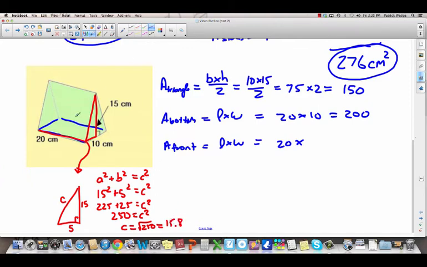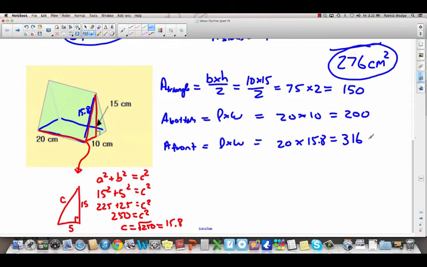Okay, so what you have to do for this rectangle is you have to go 20 times this distance right here, which we just found out was 15.8, this distance right there. So 20 times 15.8, which equals 316.